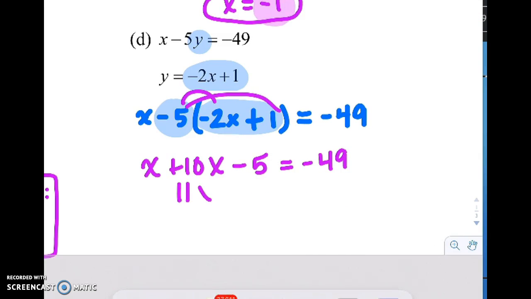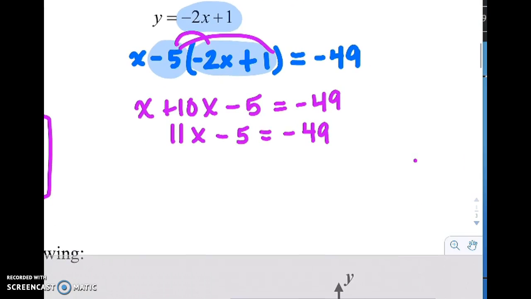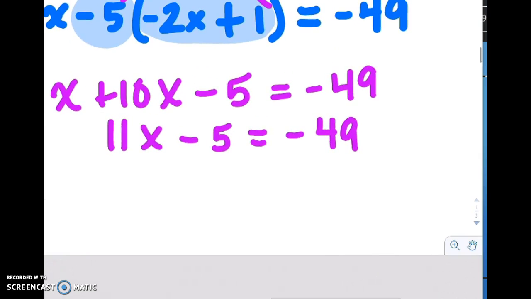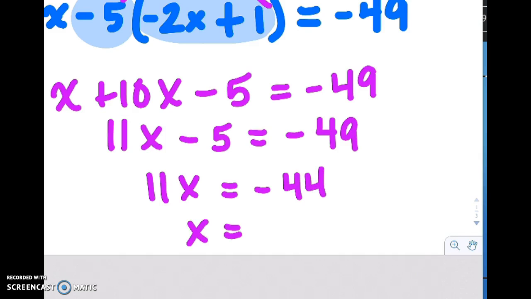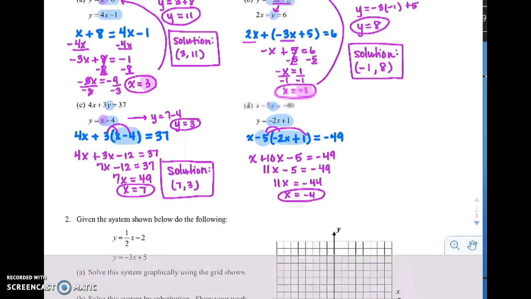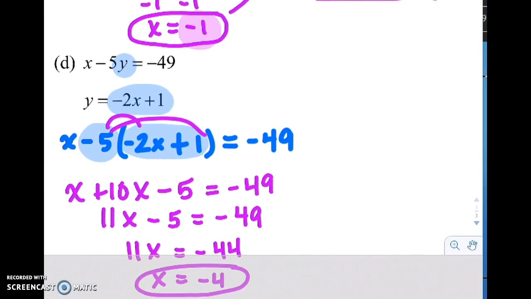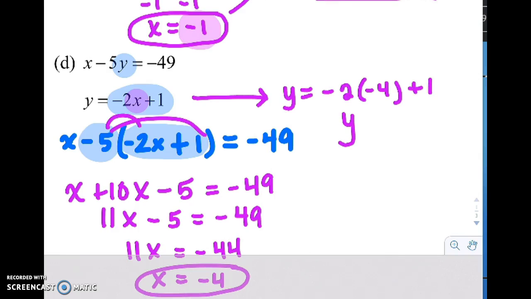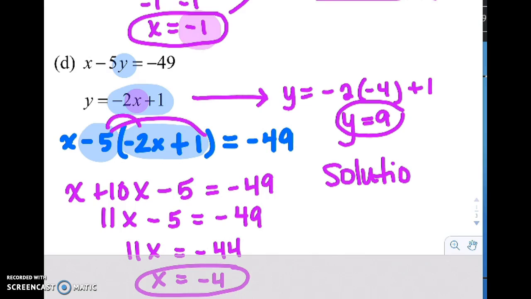x and 10x is 11x minus 5 equals negative 49. And when I add 5 on both sides, I get 11x equals negative 44. And when I divide by 11, I get x is equal to negative 4. I'm going to substitute that in for x in our second equation. So it's y equals negative 2 times negative 4 plus 1, which gives me y equals 9. So our solution is negative 4, 9.